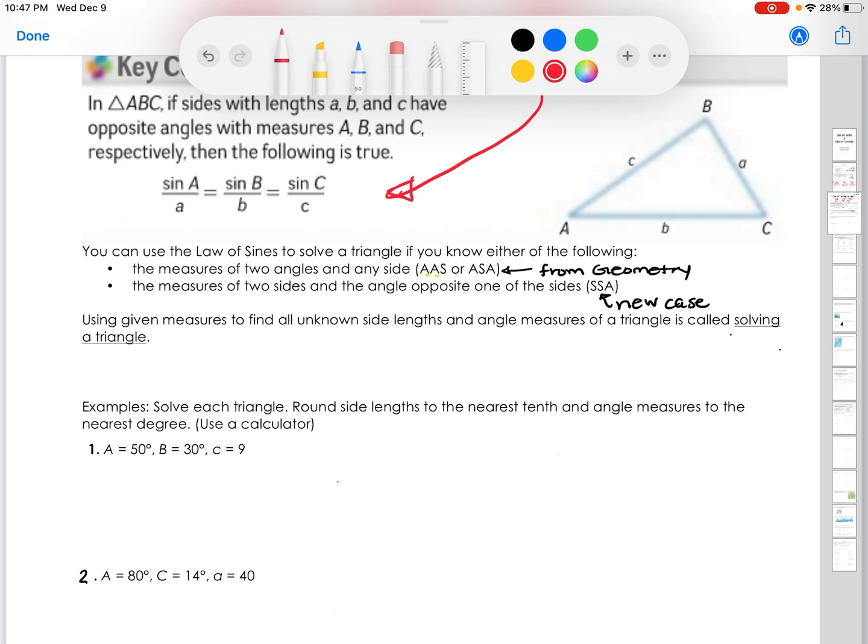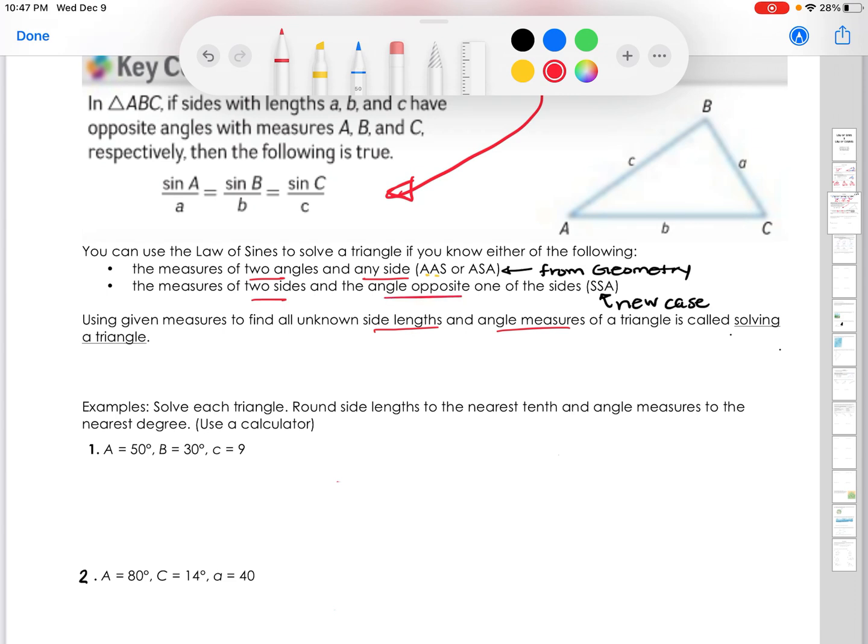So this ratio helps us to find missing parts of a triangle. We can use the law of sines to solve a triangle. What we mean by solve a triangle is to find all of the unknown side lengths and angle measures. So we can use this to solve if you know either of the following: either the measures of 2 angles and any side, or 2 sides and the angle opposite one of those sides.